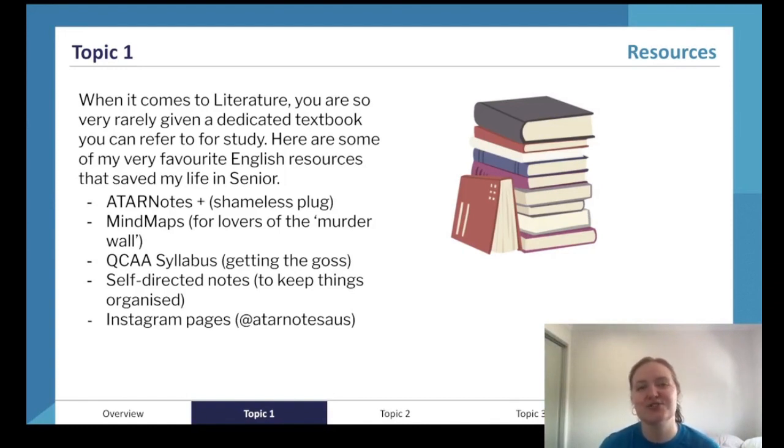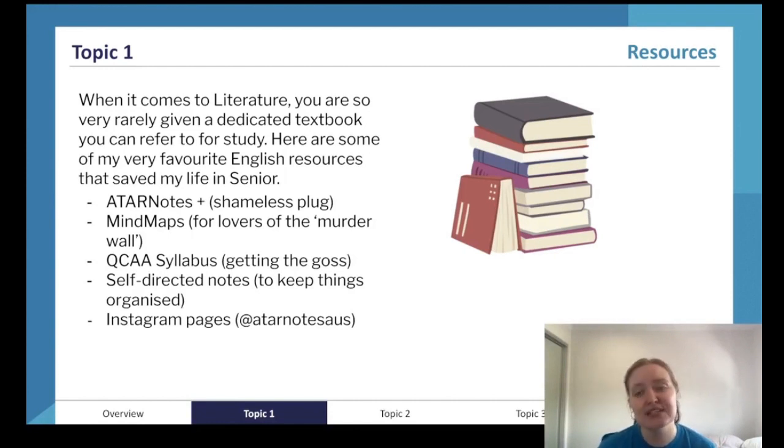In English and literature in year 12 for me, I studied 2 Shakespeare texts at the same time. And as a visual learner, it was really important for me to be able to see them together so that I could differentiate between the 2 of them. That was really important. I didn't want to get them mixed up.